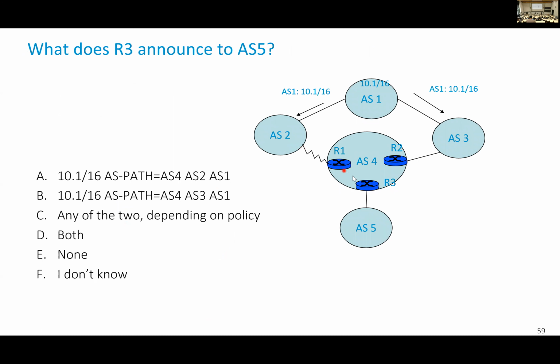As a result of this, what will R3 announce to AS4 concerning this prefix here that it has received from AS1 via two intermediate ASs here?